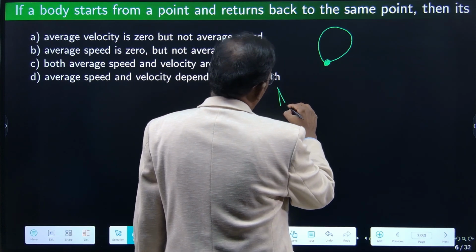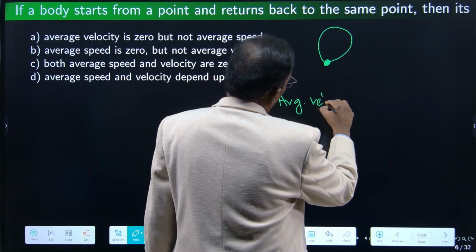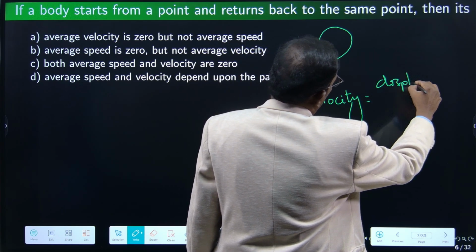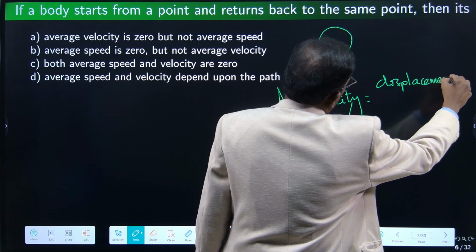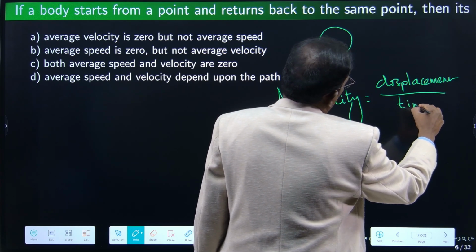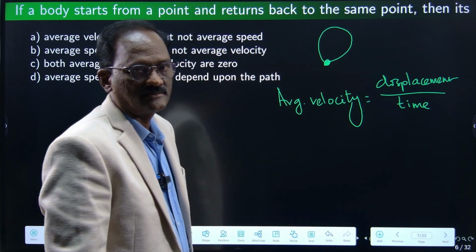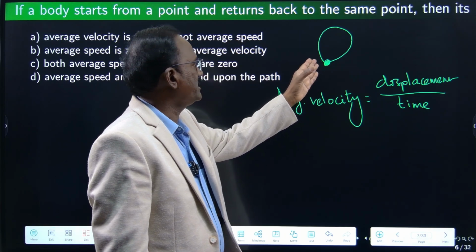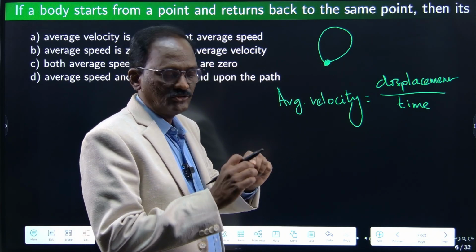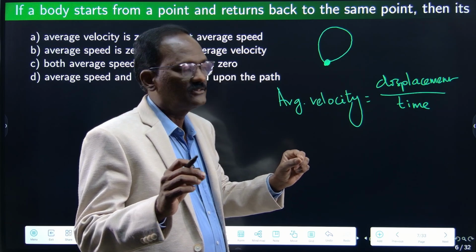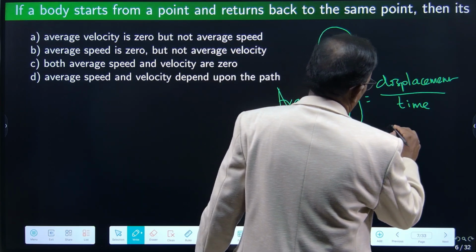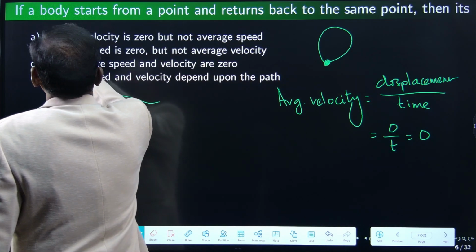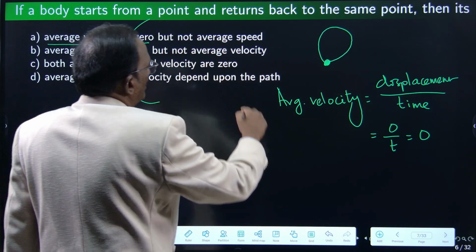What is average velocity? Average velocity is displacement over time. What is the displacement here? It is starting at this point, it is returning to the same point. You cannot connect the starting end and the ending end, right? So displacement is 0. 0 by t is equal to 0. So average velocity is 0. This is right. But not average speed.